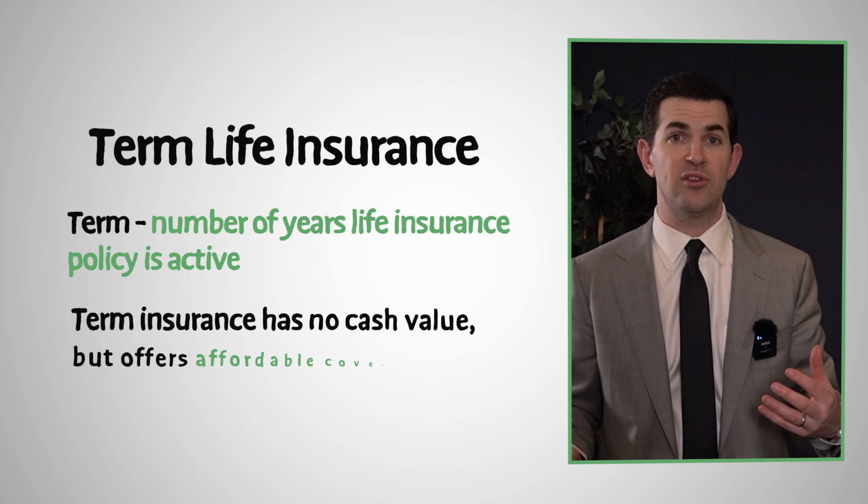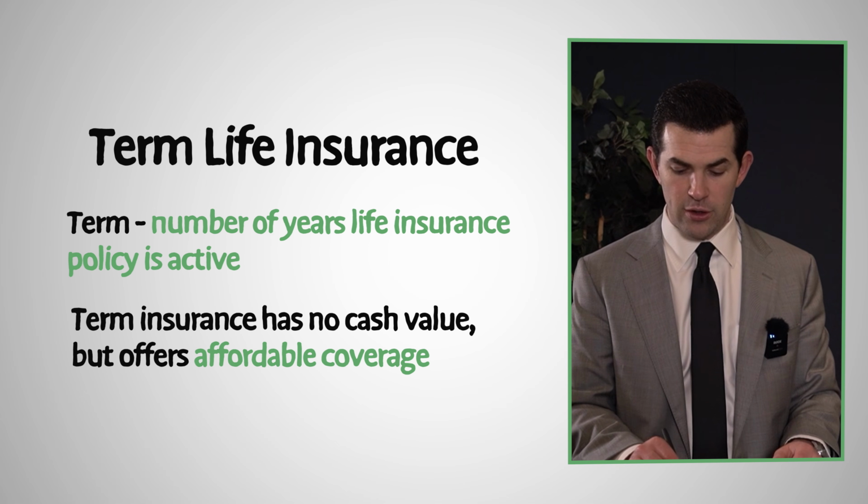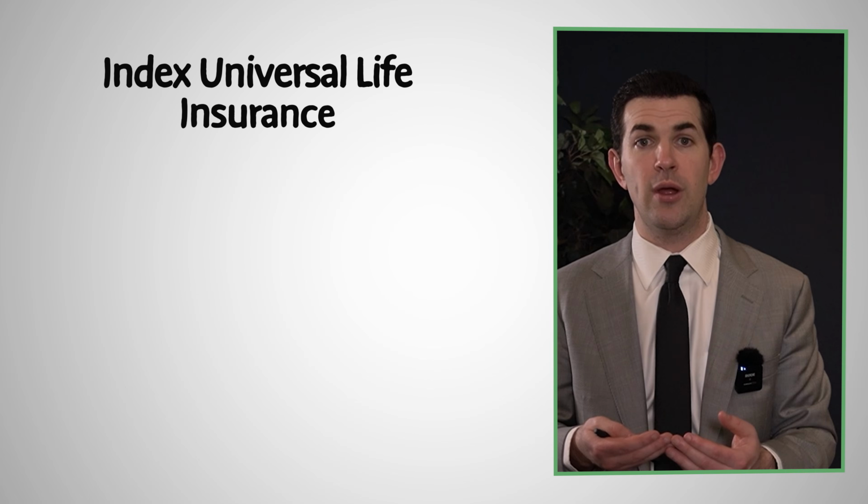Now, term insurance does not build any cash value. However, it does serve a need, which is providing life insurance at a very low out-of-pocket cost. The next type is universal life insurance. And the most common type is what is called indexed universal life insurance, also referred to as IUL.